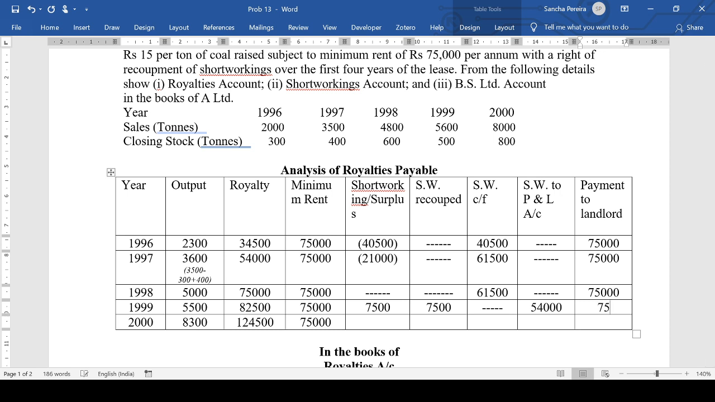75,000. See, payment to landlord is royalty or minimum rent, whichever is higher. So in these 2 years, it has been minimum rent. Third year, it's been equal, so it's the same. Here, royalty is higher, but what have we used? That excess we have used for recoupment.